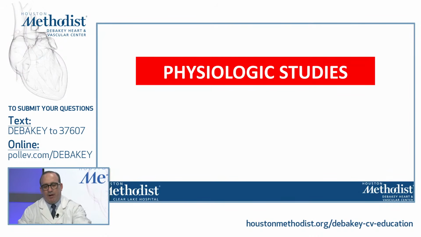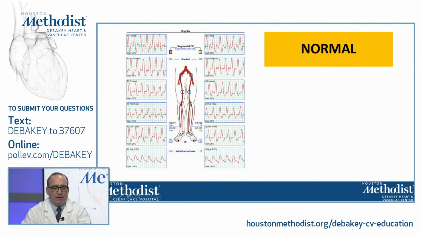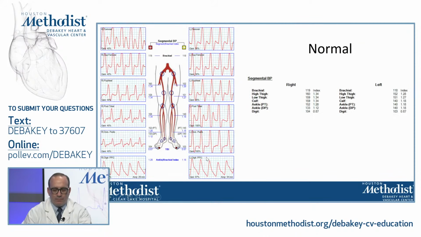So let's start with the easy part. Let's start with the physiologic studies. As you can see here, waveforms are essentially triphasic. You may argue that the posterior tibial artery is not really triphasic, it's more biphasic, but trust me, this is a normal exam. You have normal ankle-brachial indices, you have normal waveforms throughout, and the toe indices and toe pressures are also normal.